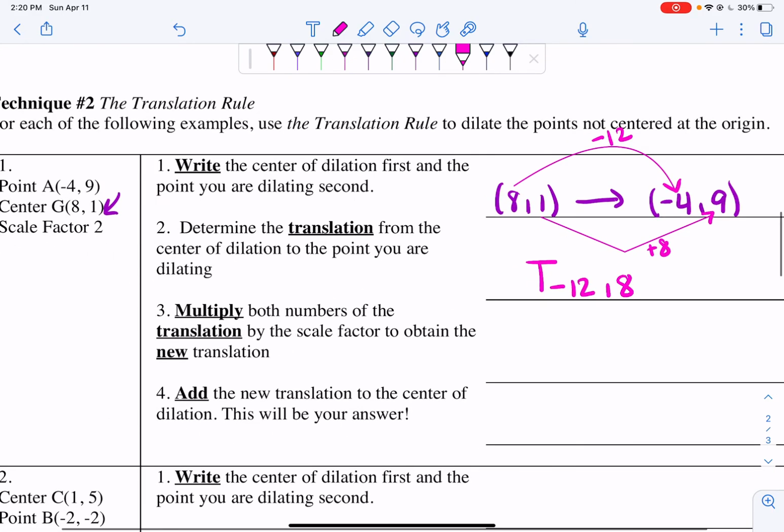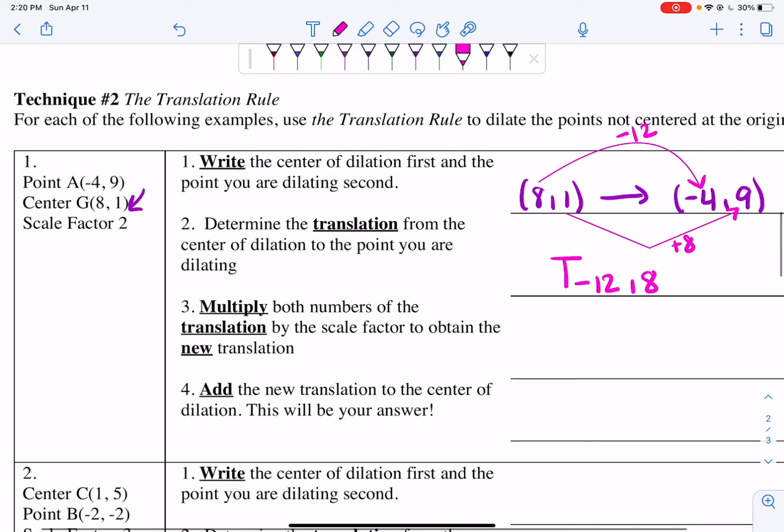Now, step 3 says multiply both numbers of the translation by the scale factor to obtain the new translation. Well, if you look, my scale factor is 2. So I basically just do 2 times -12, which is -24. And now I do 2 times 8, which is 16. And that's my new translation rule.